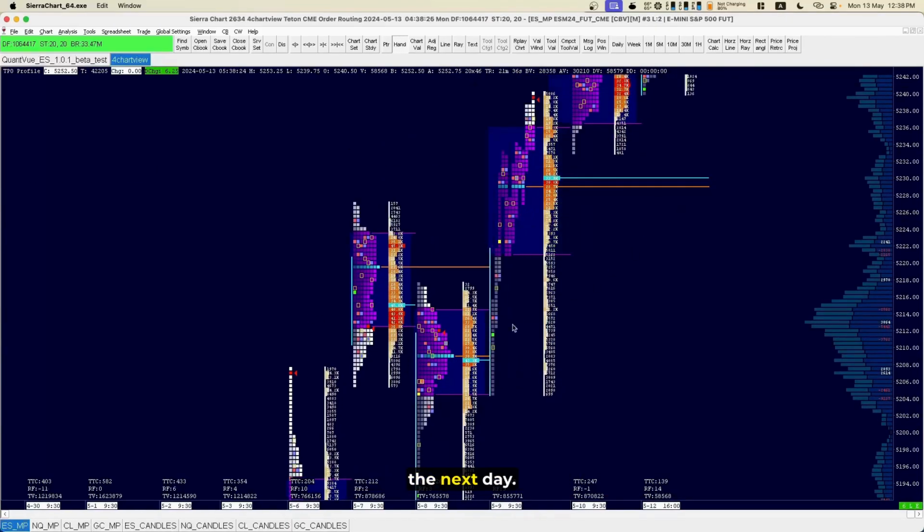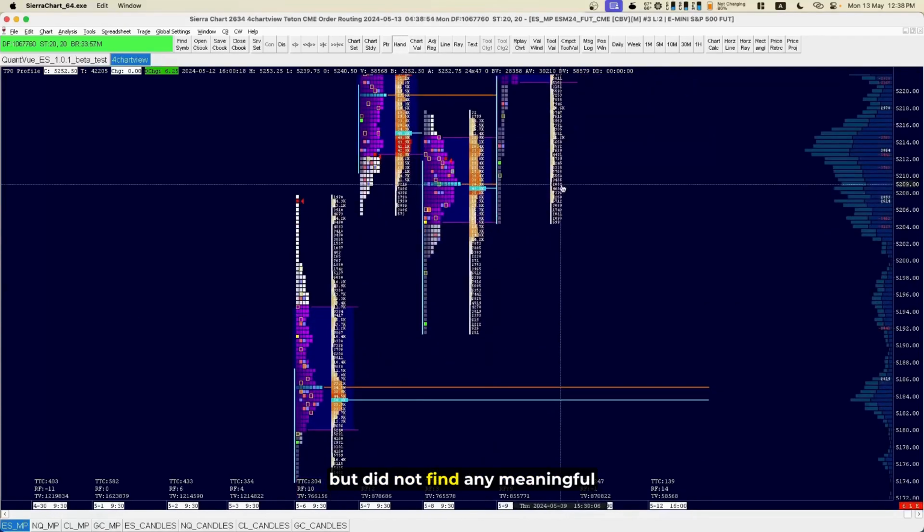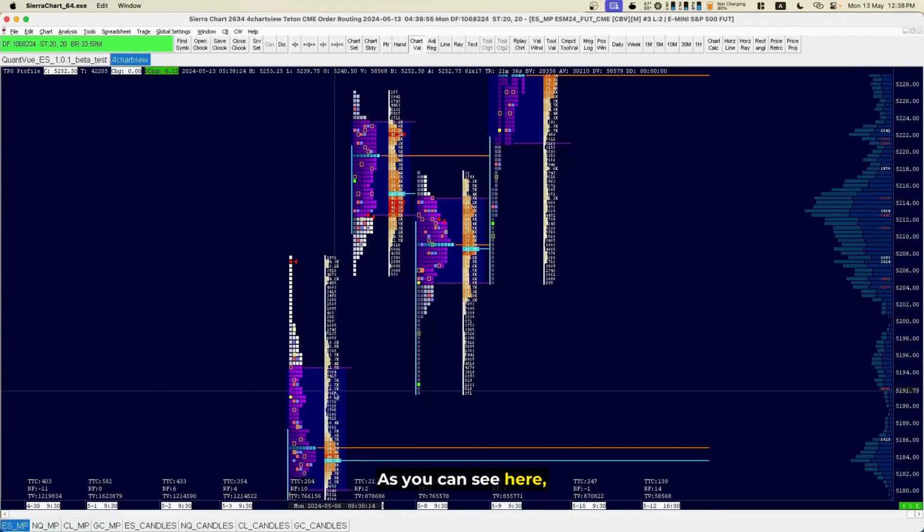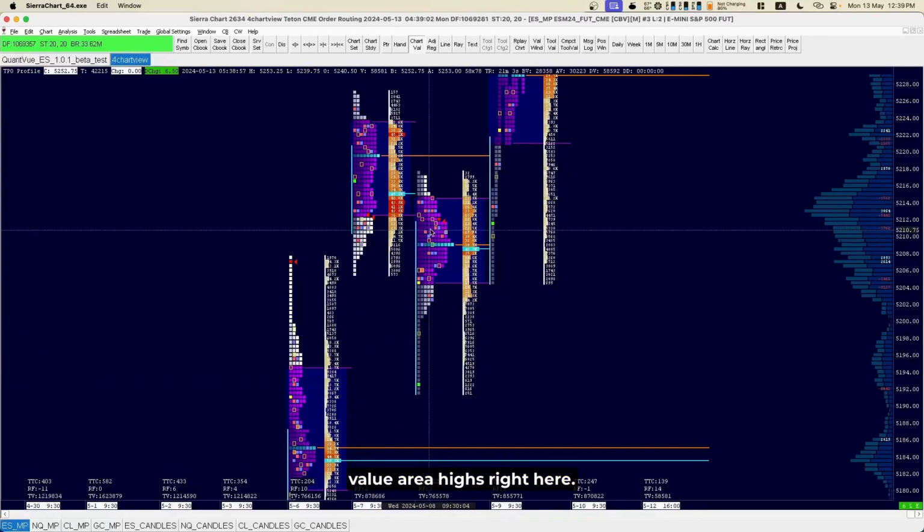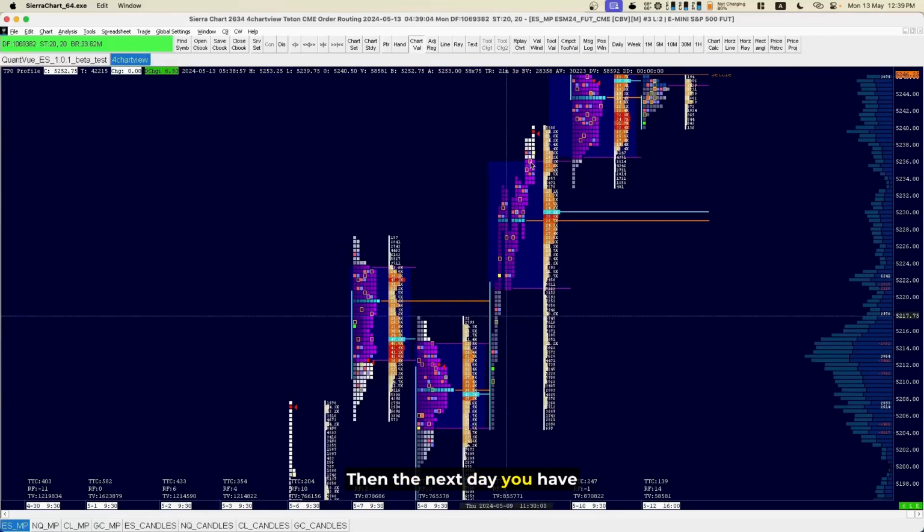And guess what happens the next day? Market moves up to clear these references right here. Excess marks the end of one action and the beginning of another action, okay? So the odds of being short in this market on this particular day: you have two instances where shorter time frame traders got shorting the market, but did not find any meaningful continuation. As you can see here, it simply bounced off of the value area highs right here. Then the next day you have excess above.